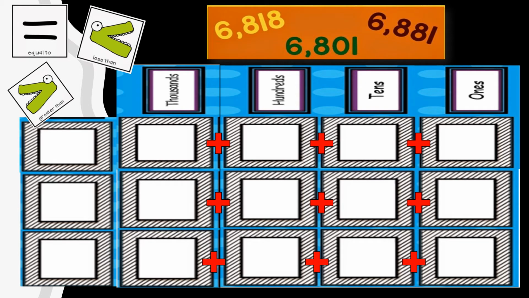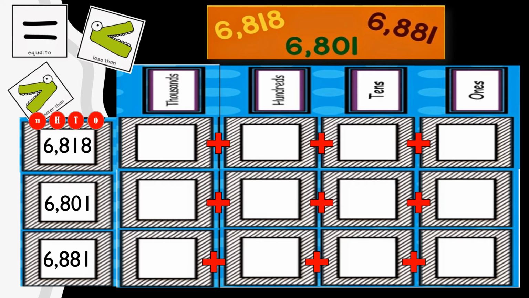Here, I want to compare 3 numbers, 6,818, 6,801, and 6,881. Now to do that, I'm going to break it down and expand each of these numbers. Now, let's start by identifying how many places. We have a ones, a tens, a hundreds, and a thousands place.